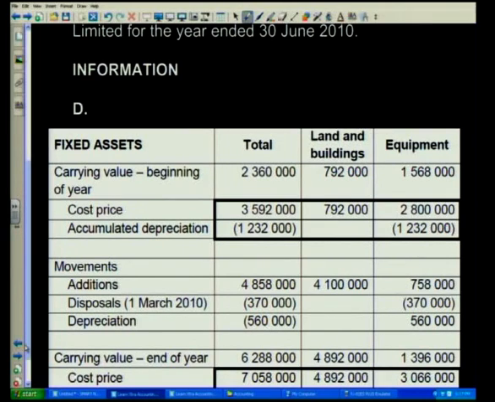Firstly, we can see that we've been given the date of the disposal. Remember, you're going to look at this point here, which deals with the disposals of fixed assets. This was on the 1st of March 2010, the day on which this equipment was disposed of. And we can see there that we have a disposal of 370,000 Rand. This business does not have any vehicles, it only has land and buildings and equipment. So we know that on the 1st of March 2010, we disposed of equipment to the value of 370,000, and we know that this was the carrying value because disposals are always given at carrying value.